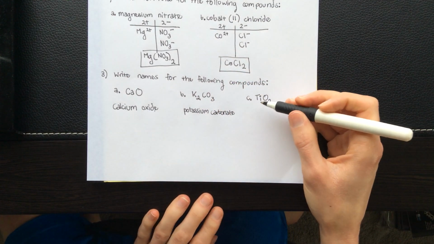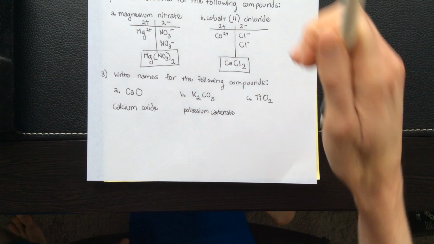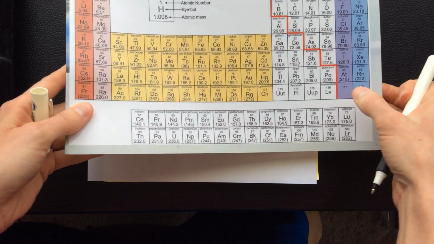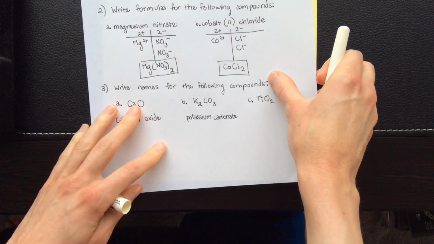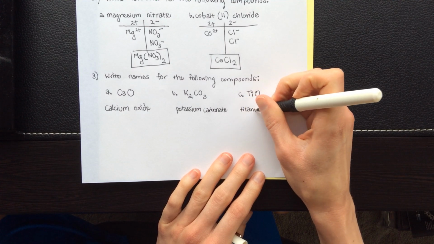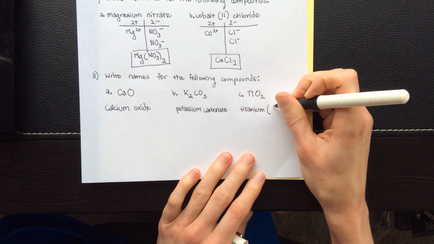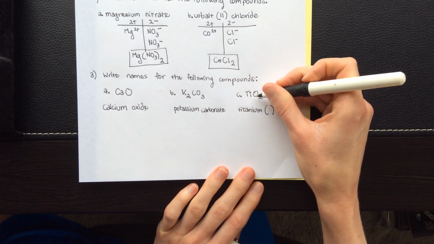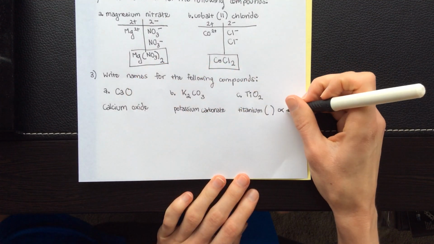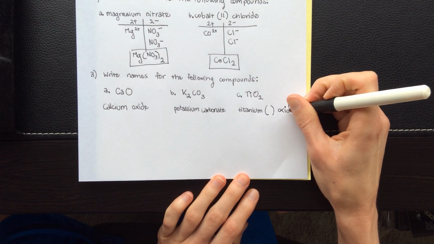And then finally, here's where it gets a little tricky. Titanium is a transition metal. So what that means is that it needs Roman numerals. So I'm going to write titanium, and I'm going to leave some parentheses. And I'm just going to leave those for a second. I'm going to name the second part. And we know that O is oxide, because we already named it in calcium oxide. So this is going to be titanium oxide.